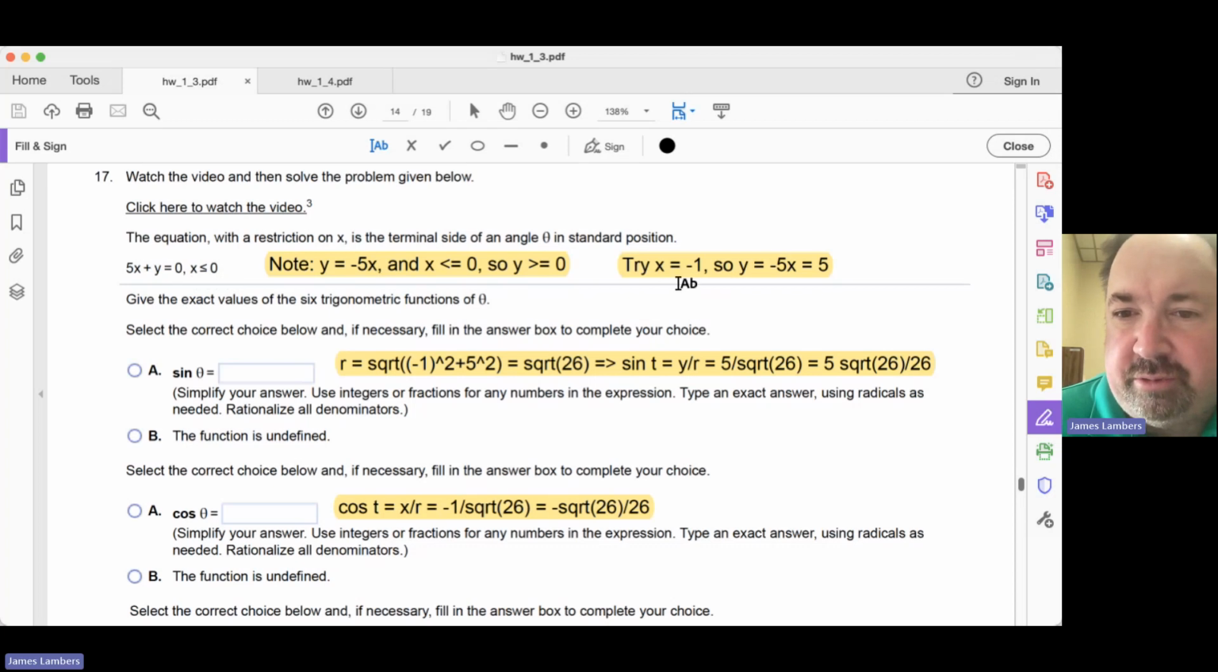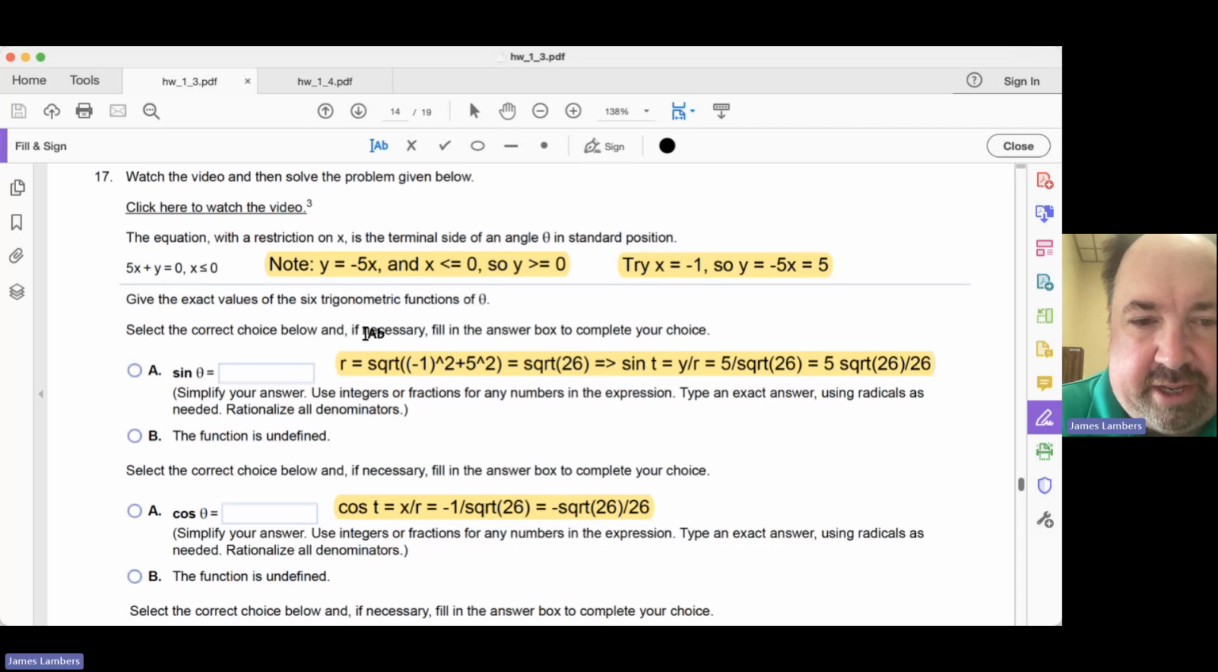So for example, x equal to -1. So you go ahead and substitute x equal to -1 into the equation of a line. 5x plus y equals 0, of course, is equivalent to y equals minus 5x just by rearranging. So you go ahead and substitute x equal to -1, and you end up with y equal to plus 5. So now you have the x and y that you need.